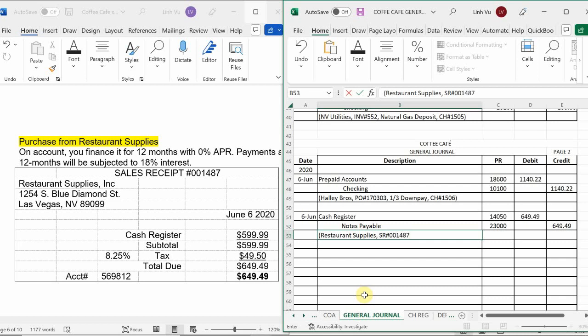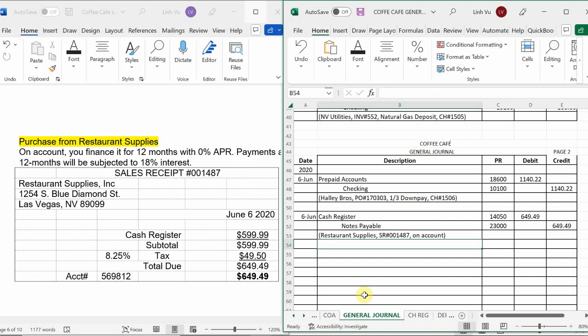Sales receipt number 001487. It's up to you what you want to put here. If you want to disclose that you have the 12-month financing or not, it's up to you, but I'm going to go ahead and just put on an account. I'm not going to put the account number because, again, this is your journal. You don't necessarily need to disclose that information in your journal. You could disclose it in your actual subsidiary ledger.